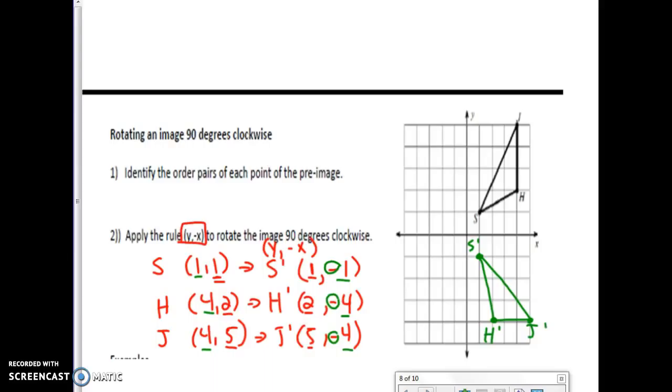Okay? So if I look at this, guys, I can make a right angle. It doesn't look like it because my line is a little skewed. I had to make it a little bit bigger. But there's a right angle that exists between the origin and S prime. I could do the same thing between H and H prime. That makes a right angle. The same thing happens with J and J prime.